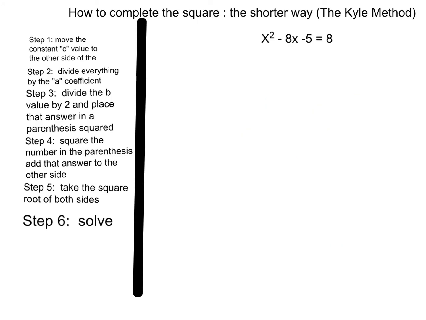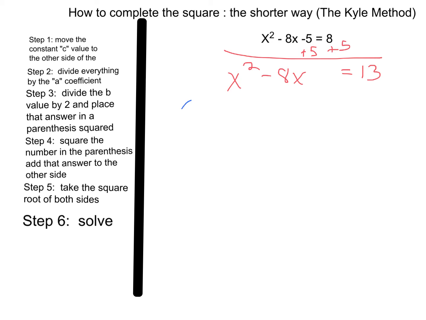All right, so I'm going to work this one with you again, okay, using the shortcut. So first things first, we're going to move the c value. So let's add the 5 just like we did all those times before. So x squared minus 8x is equal to 13. Okay. Second step, divide by the lead coefficient. Well, again, we don't have one here, so we're good.